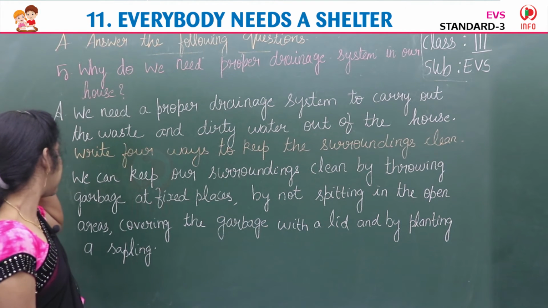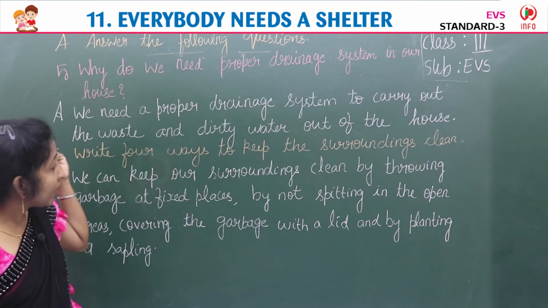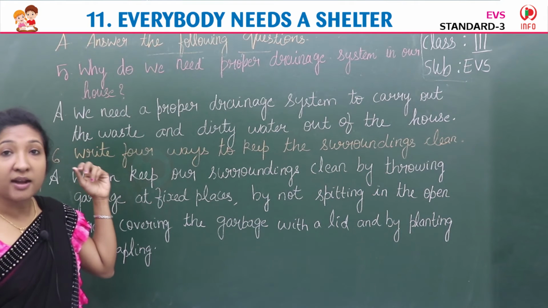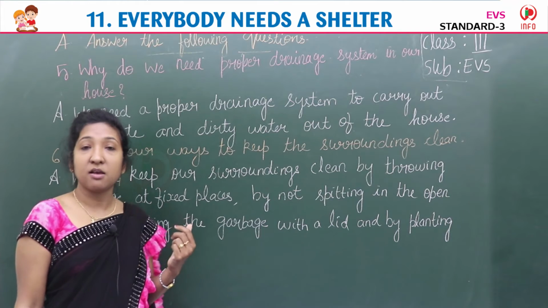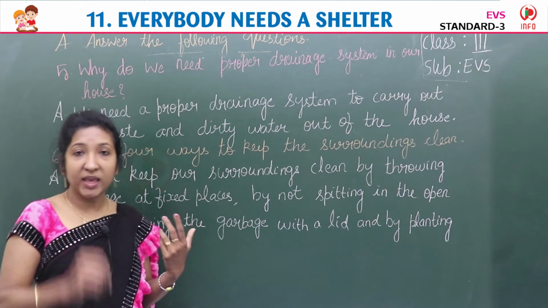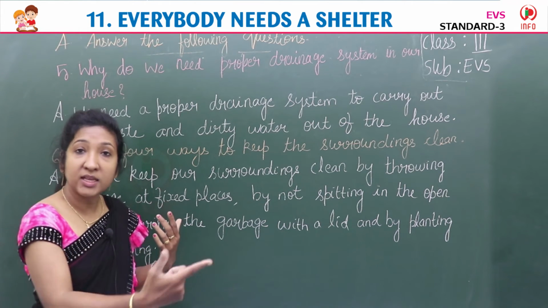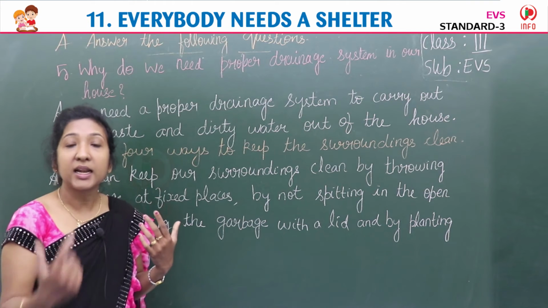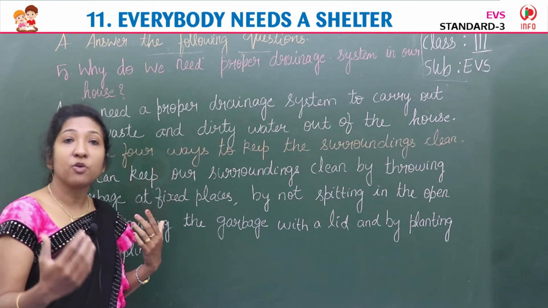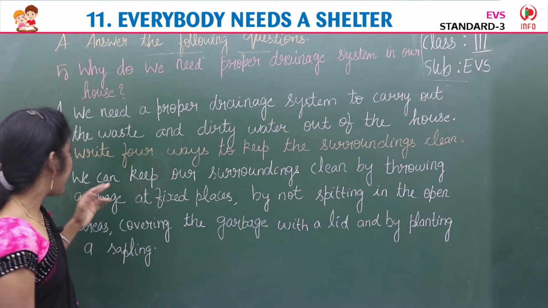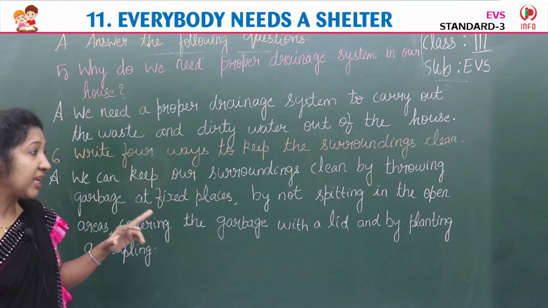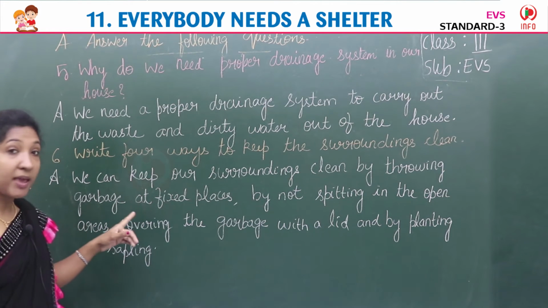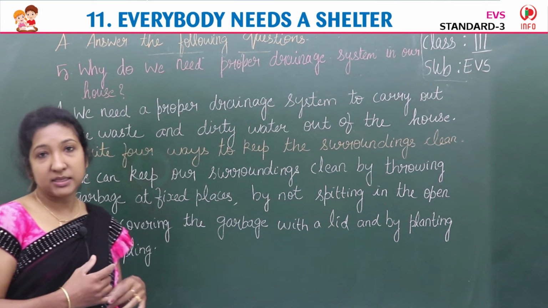Okay. Then sixth question. Write 4 ways to keep the surroundings clean. How can we keep our surroundings clean? You have to write 4 ways to keep your house surroundings clean. Let's see which are the 4 ways. Okay. Answer is: we can keep our surroundings clean by throwing garbage at fixed places.